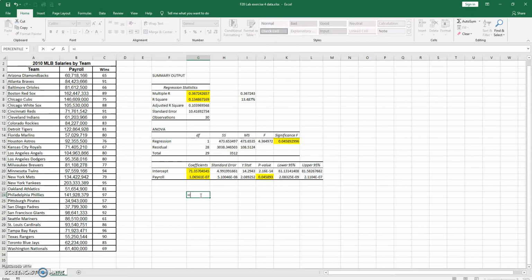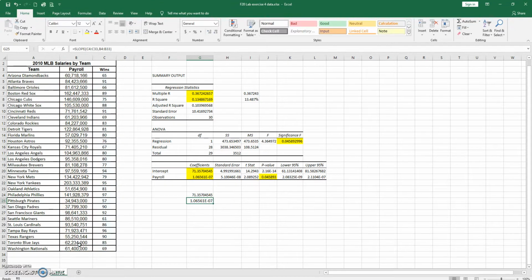Intercept can be found as well by using the built-in Excel function INTERCEPT, bracket. Now know that there's a difference. We enter the y values first without the labels, and then we enter the x values. And we will get the same intercept, 71.357. Same thing with slope. We can do that: the y's, comma, all of the x's. And we will get that same value. As I said before, a relatively small value.